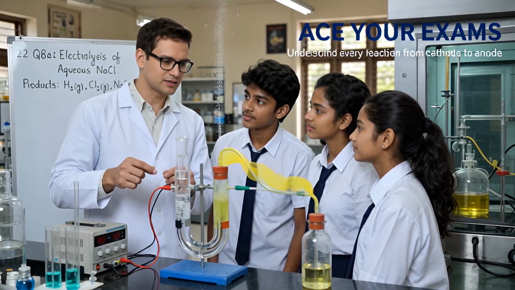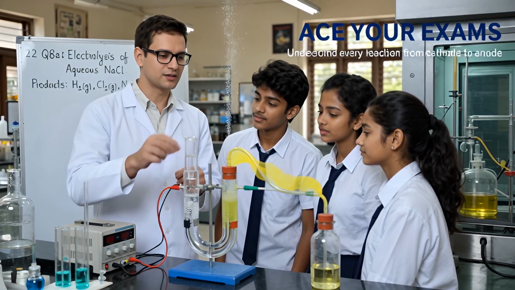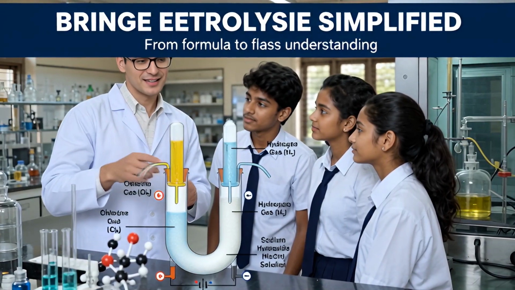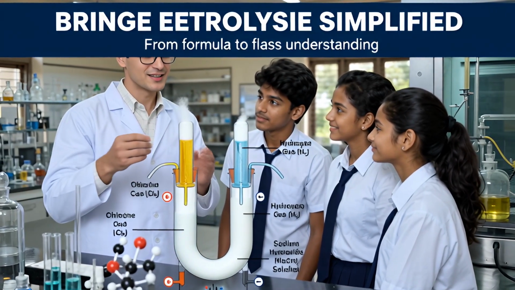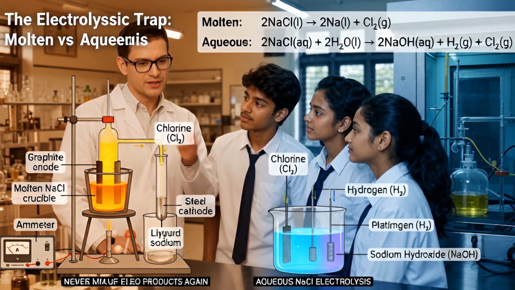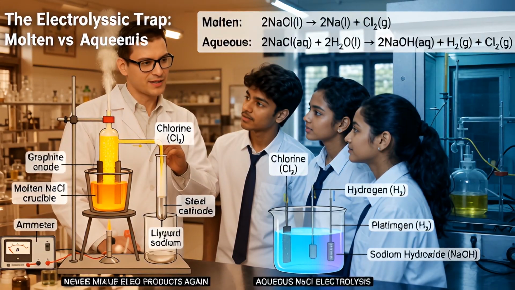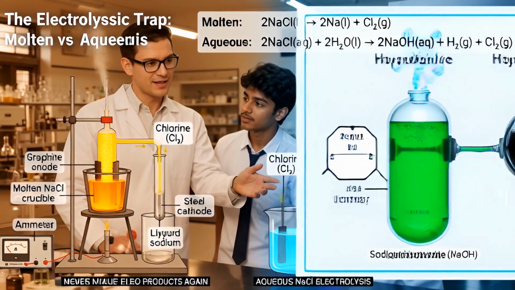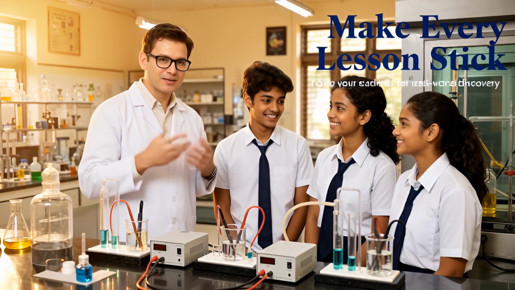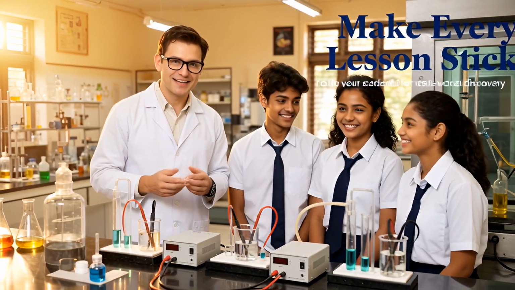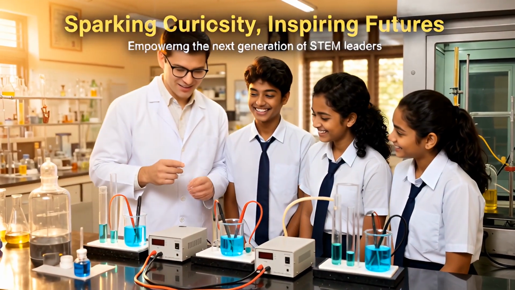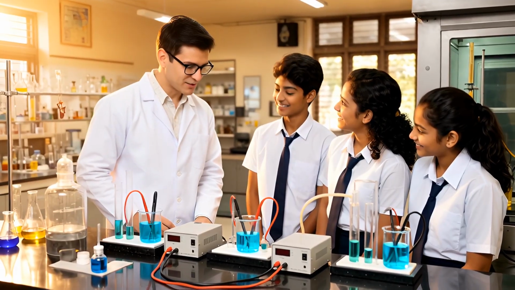Eighth question. What are the final products obtained during the electrolysis of aqueous sodium chloride? Answer. Hydrogen gas is obtained at the cathode. Chlorine gas is obtained at the anode. Sodium hydroxide is formed in the solution. So, remember this important difference carefully. In molten sodium chloride, cathode, sodium. Anode, chlorine. In aqueous sodium chloride, cathode, hydrogen. Anode, chlorine. Solution, sodium hydroxide.